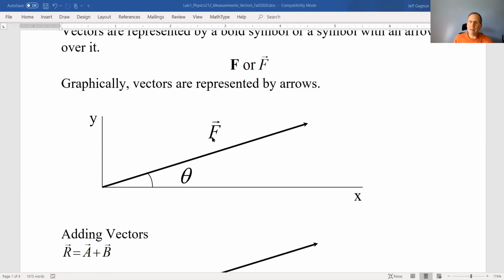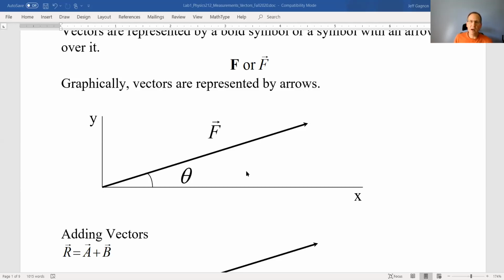Now the magnitude is going to be the length of this arrow. So the length of the arrow represents the magnitude of the vector, like it's 10 newtons or 15 pounds, whatever the units are for force, right? We're going to use newtons mostly in this particular class. So let's say it's 10 newtons. But 10 newtons doesn't give us quite enough information. We also need to know the direction.